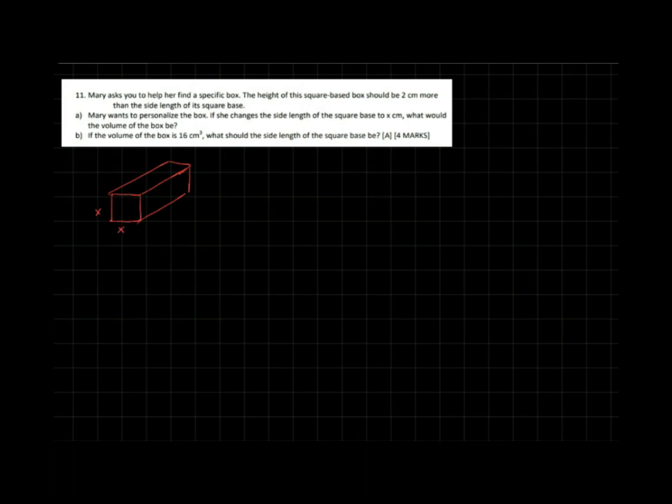Okay, so the box's square base has dimensions of x, and the height, h, should be x plus 2, right? So the volume of the box, therefore, as a function of x, should be length times width times height, right? So this is the length, width, this is the height. So it's x times x times x plus 2. Okay? So in this case, this is going to give me x squared times x plus 2, right? V of x is x cubed plus 2x squared. Okay, so this is the volume of the box. So this is part A.